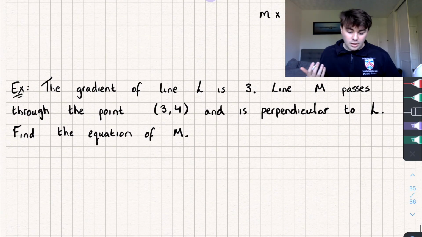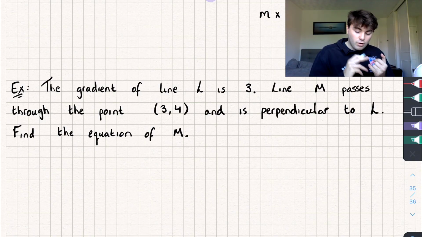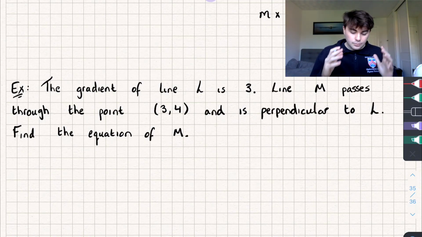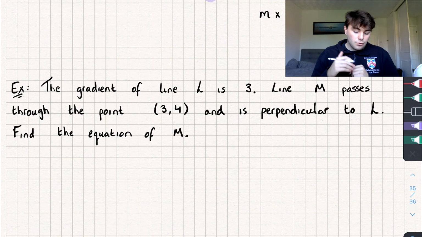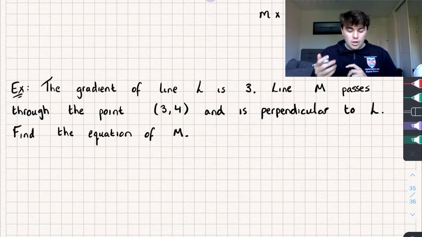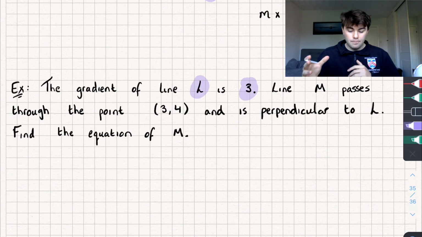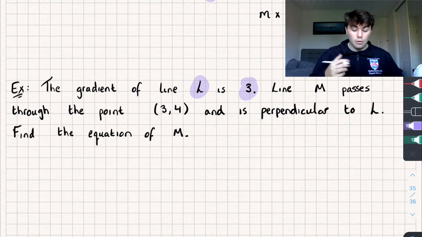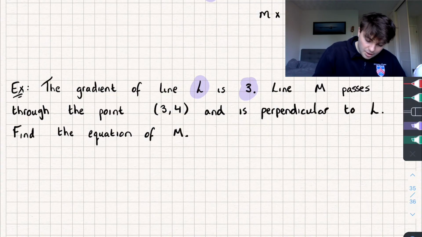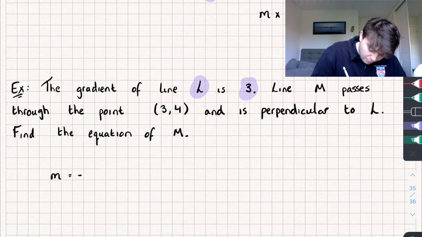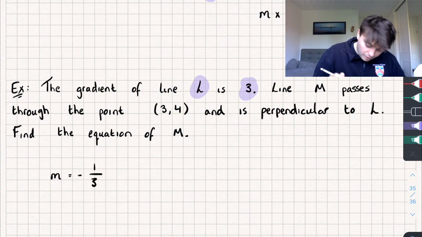So let's take a look at an exam question. And it says the gradient of line L is 3, and line M passes through the point (3, 4) and is perpendicular to line L. Find the equation of M. So we've been given, again, the gradient of line L, and it's equal to 3. But this time, M is perpendicular to it. So the gradient of M is going to be negative 1 over, well, 3. So we get the gradient of M is negative 1 over 3, okay?